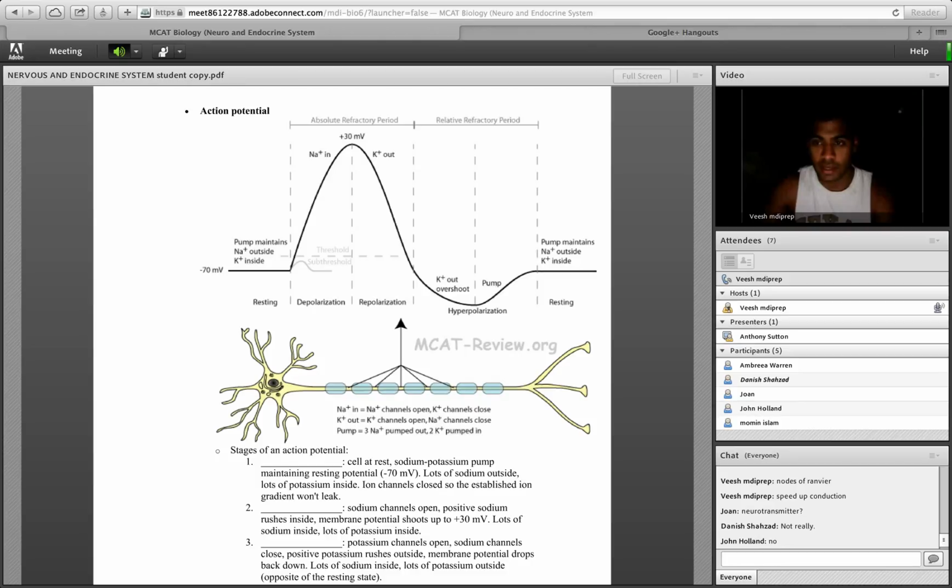So now we'll look at this actual graph of an action potential and just really discuss that in a little bit more detail. So we have a few different stages of an action potential. Let's see if I can get all of this on the screen.